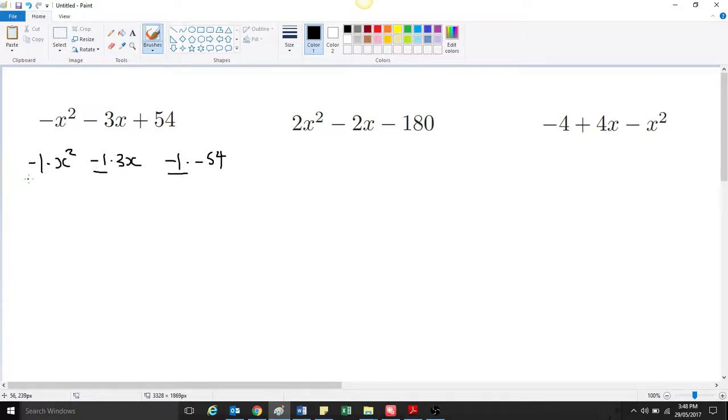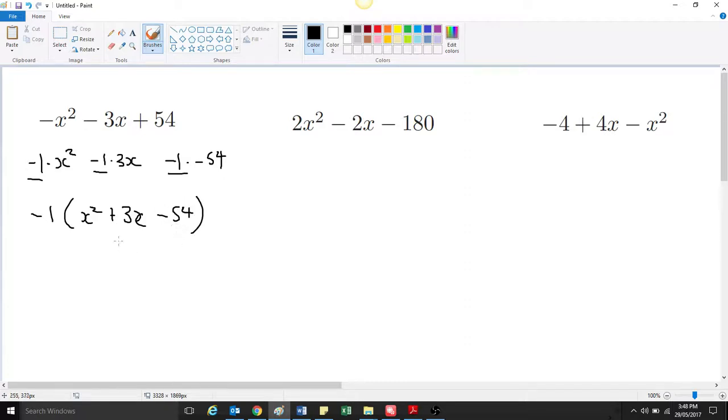So we're going to pull that out the front. If we pull minus 1 out the front, what are we left with? We've got x squared plus 3x take 54. Okay, and now this is one that we can use our cross product method for. All right, we're looking for multiples of minus 54 that add up to 3.